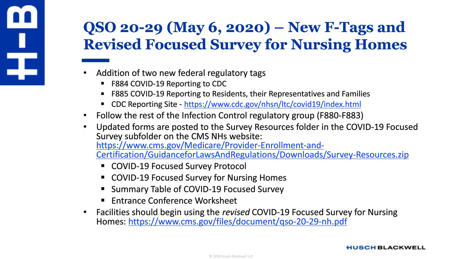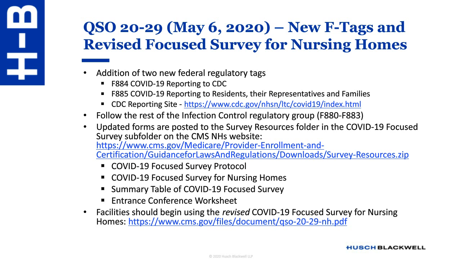So on the next slide, we're talking about QSO 2029, which introduced some new F-tags, just what we needed. F884, which has to do with COVID-19 reporting to the CDC, and F885, which is COVID-19 reporting to residents or representatives and their families. And then we've got a link to the CDC reporting site.